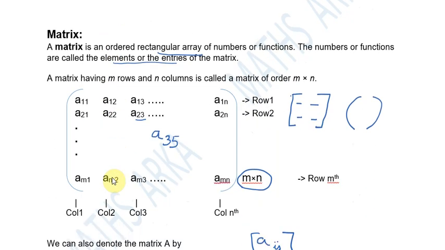Moving on to the mathematical definition of matrix. It is an ordered rectangular table of numbers or functions. And the numbers could be complex numbers or real numbers. And it is denoted by rectangular brackets or curved brackets. The contents of the matrix are called the elements. So each of these are called elements or entries of the matrix.